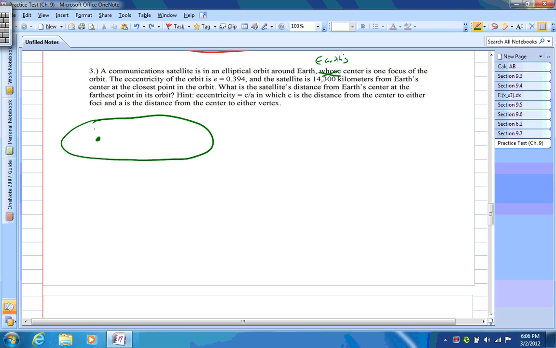So let's say here's one focus. Here's the other focus. And we'll say the Earth is right there. The satellite, what if I were to put the satellite right here? Okay, there's my satellite. And you're told the satellite is 14,300 kilometers from the Earth's surface at the closest point in the orbit. Now that is a little bit tricky. And I know I didn't draw this to scale, but the closest point will occur at the vertex.